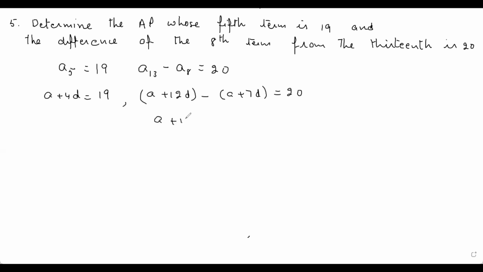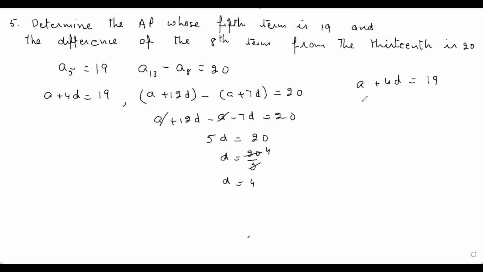It means A plus 12D minus A minus 7D, that is equal to 20. A and A cancelled. I have 5D is equal to 20. D is equal to 20 by 5, that is 4. Now A plus 4D is equal to 19. Value of D is 4. So this is 4 into 4 is equal to 19. A is equal to 19 minus 16. A is equal to 3.